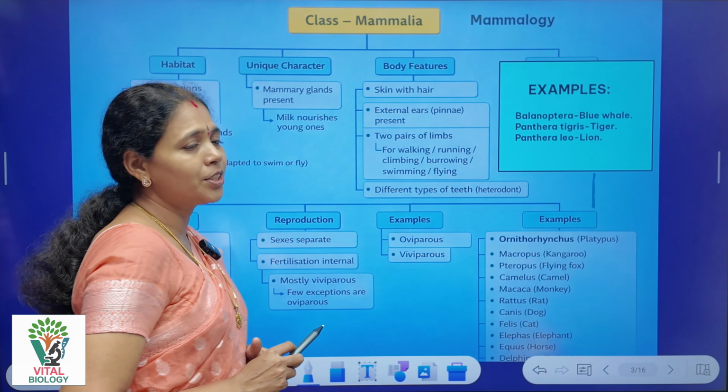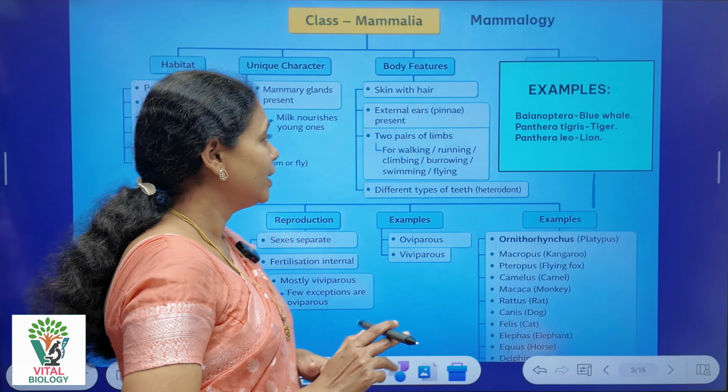And the word mammalia is derived from a Latin word, that is mamma. So mamma represents the presence of mammary glands. And as we know, mammary glands produce milk, and this milk helps in nourishing their young ones. So the presence of mammary glands makes this particular group of animals very unique when compared with the remaining vertebrates. So yes, we can say that the presence of mammary glands is a unique character of the mammals.